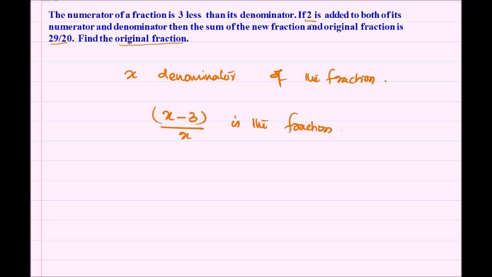Now, according to the second condition, if 2 is added to both its numerator and denominator, that is x minus 3 plus 2 divided by x plus 2, that implies x minus 1 by x plus 2.